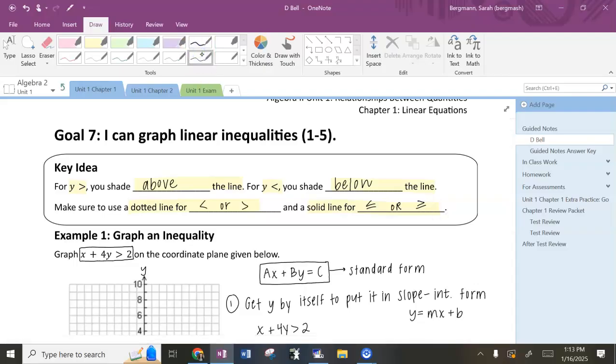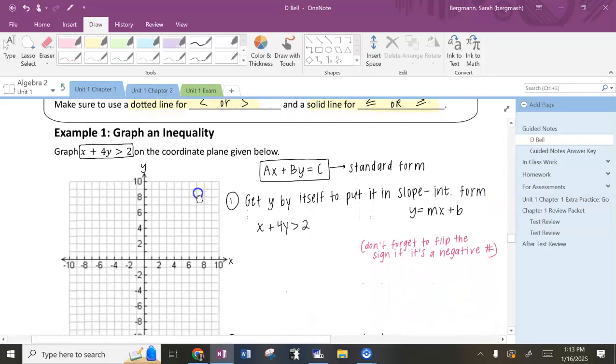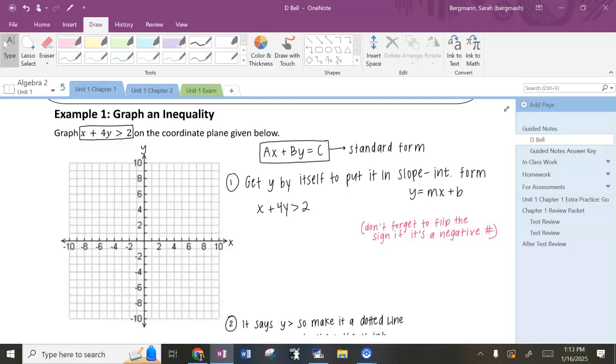Let me give you an example. It says graph x plus 4y is greater than 2 on the coordinate plane given below. This inequality is in standard form right now. So far we've mentioned point slope form and slope intercept form. This is a different form called standard form. You don't need to worry too much about it, but it's that form ax plus by equals c, just so you recognize it.